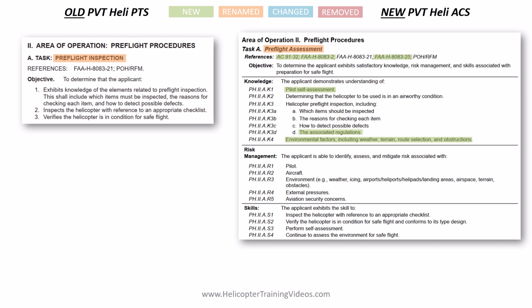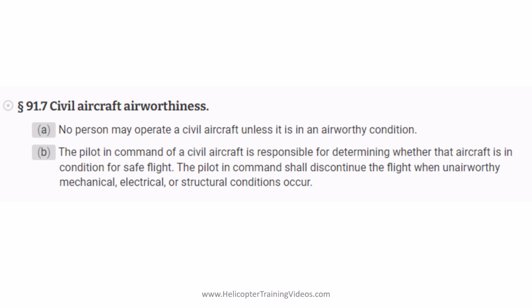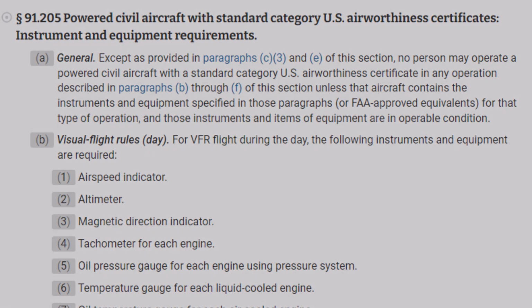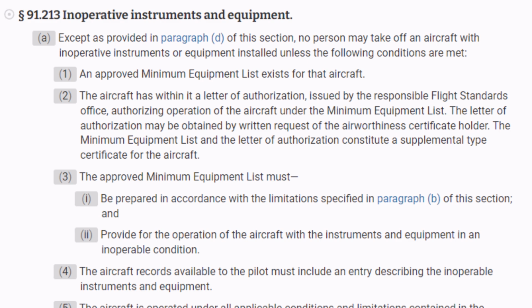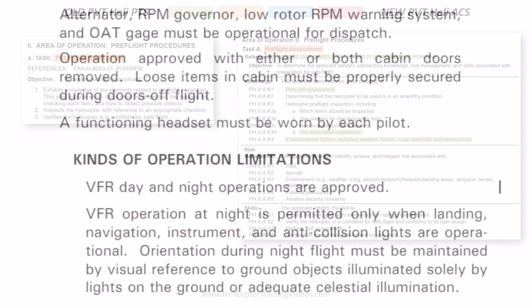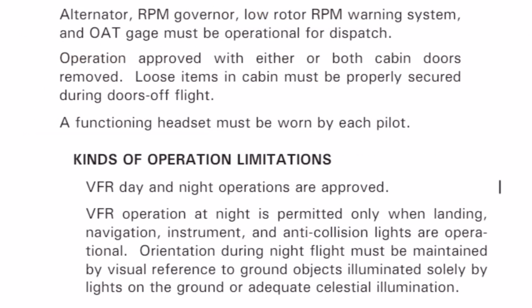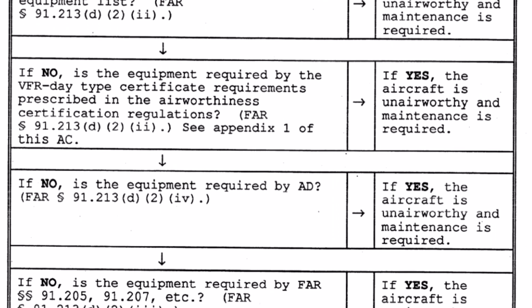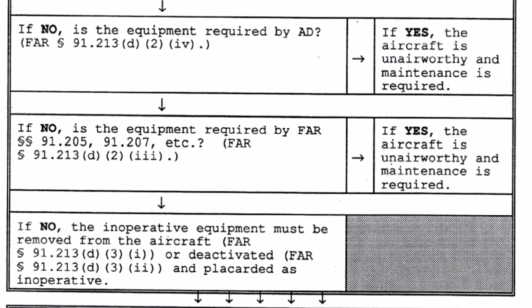Under the associated regulations, I think some of this has already been covered in the Area of Operation 1 airworthiness task, but we're looking at things like 91.7 airworthiness, which is that no person may operate a civil aircraft unless it's in an airworthy condition. 91.205 equipment requirements. 91.213 how to deal with inoperative instruments and equipment, as well as a good reference would probably be things like the POH, RFM, required equipment list and AC 91-67, which is that cancelled AC on how to deal with inoperative equipment, which we covered in the last video.